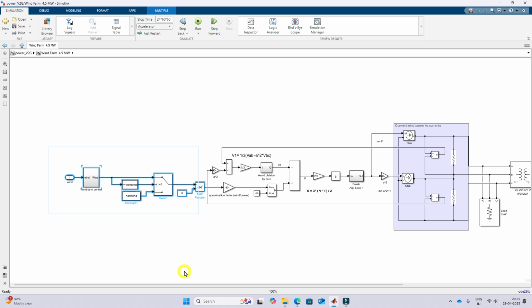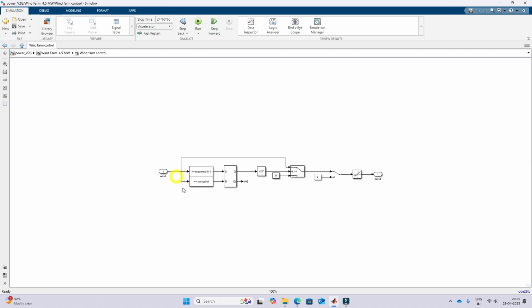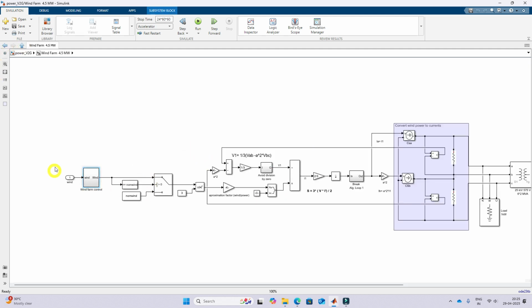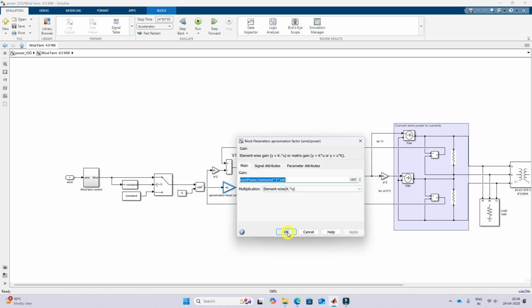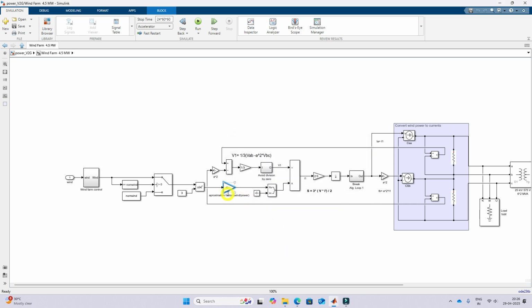When we go inside again, here we are calculating the apparent power. This is the wind farm control, where we are checking the wind velocity, whether it is between 6 and 13.5. That is the nominal operating region of the wind. Based upon that we calculate the approximation power, that means converting wind power to the actual power requirement.